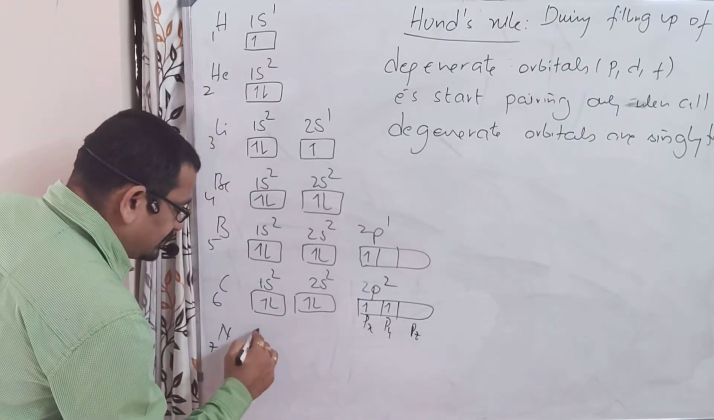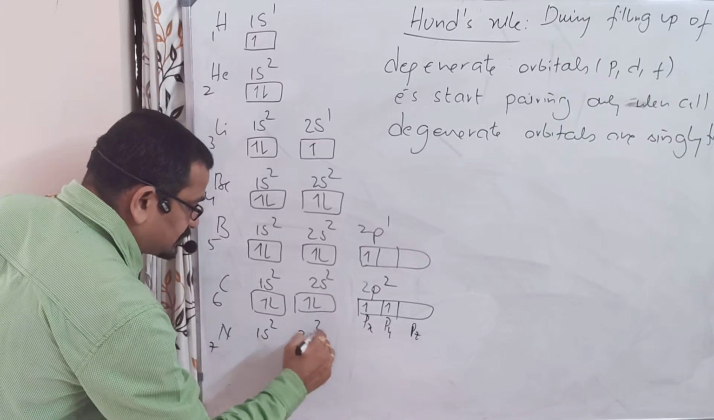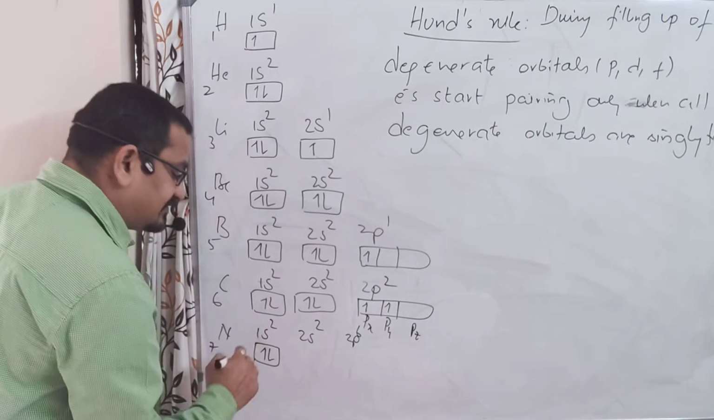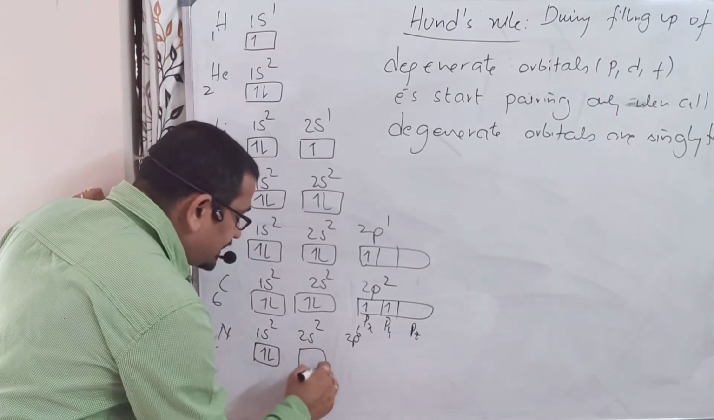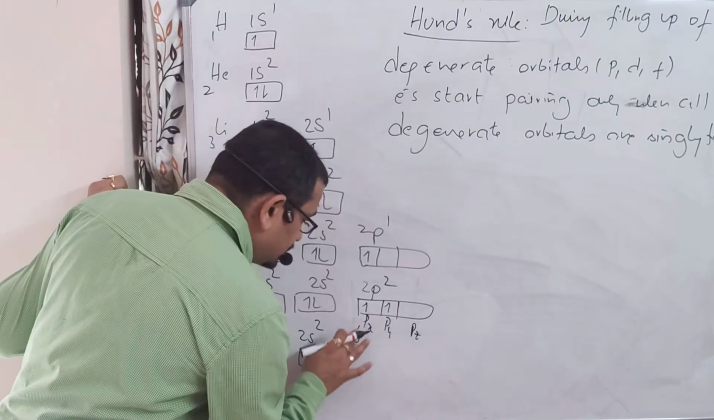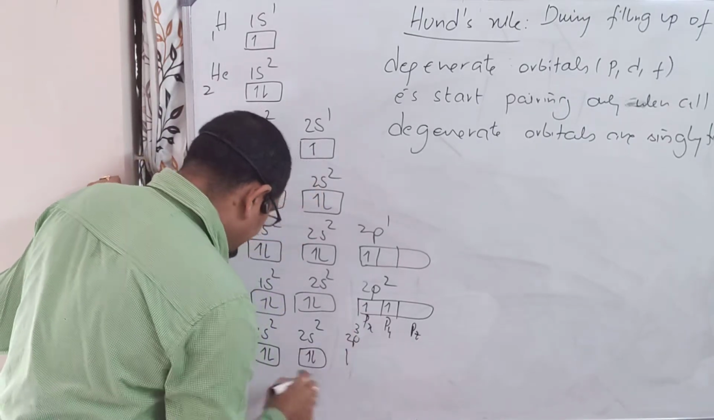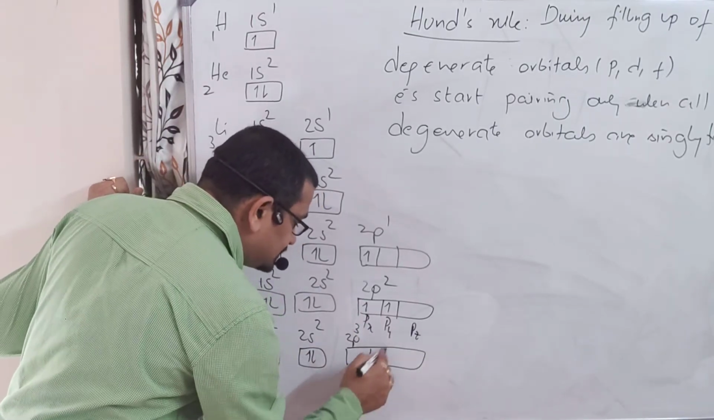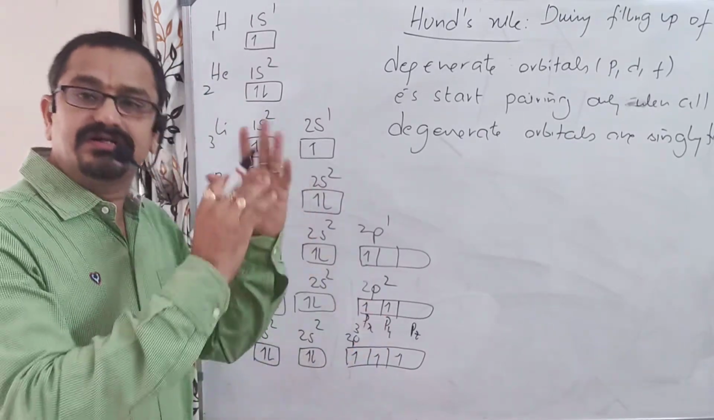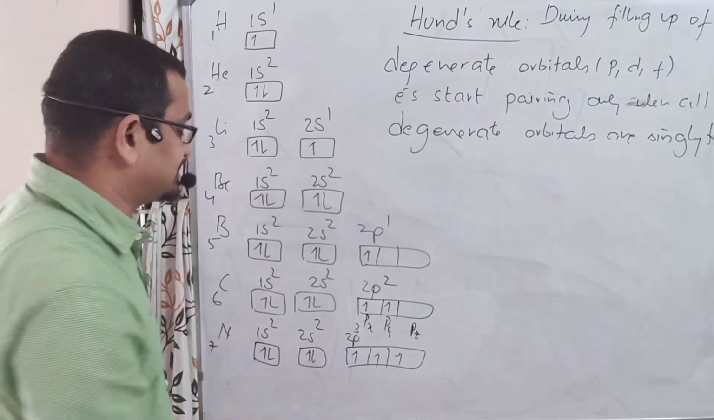When pairing starts, let us see. Nitrogen 7, 1s2, 2s2, 2p3. So 1s2 as usual, first electron and second with opposite spin, paired. 2s2 again, first electron and second with opposite spin, paired. It's not 2p6, it is 2p3. See, 2p3 means 1, 2, 3. This was given in Hund's rule of maximum multiplicity.